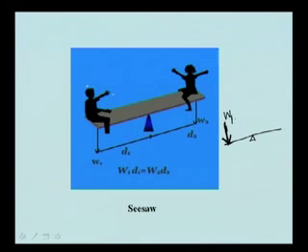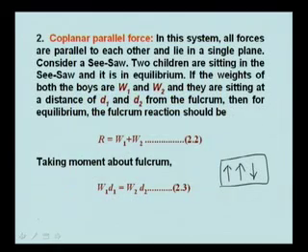So, this is W1, and similarly the girl is putting a force W2 on the seesaw, and then we will have the reaction force of the fulcrum also. These two forces are parallel, that means W1 and W2 are vertical, therefore the reaction should also be vertical. So, this system is coplanar parallel forces.